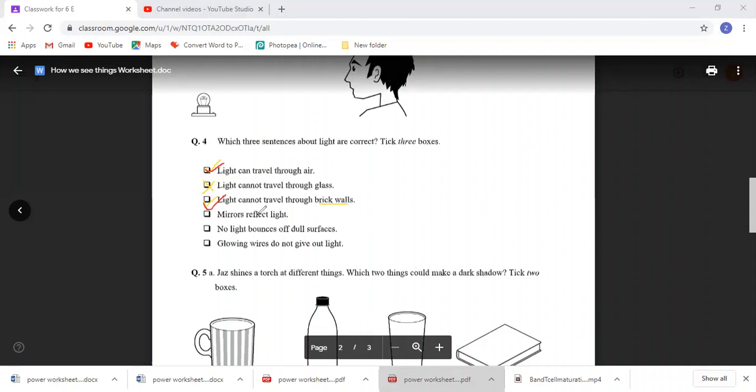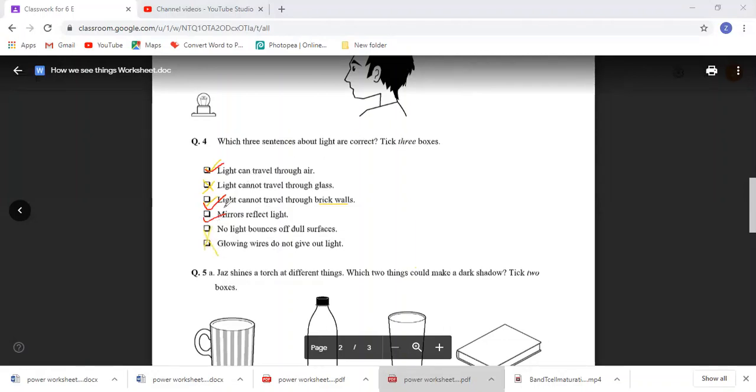Now, mirror reflects light. We know that. No light bounces off dull surface, and that's wrong because remember, the process of reflection takes place on every object, whether it's bright or it's dull, right? Even a human body reflects light. Even the carpet, the clothes, they all reflect light. So this is wrong. Glowing wires do not give out light, and this is also wrong, right? So we're going to say that these two options are wrong.